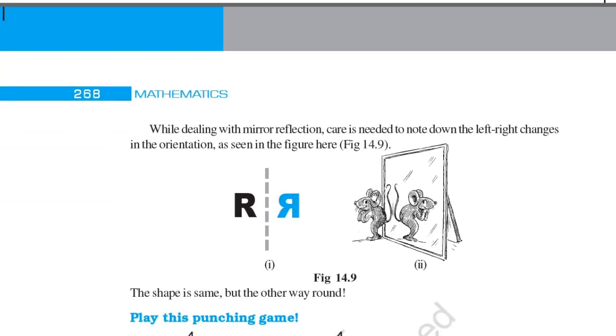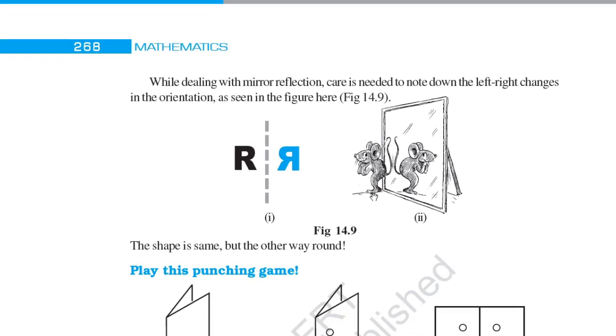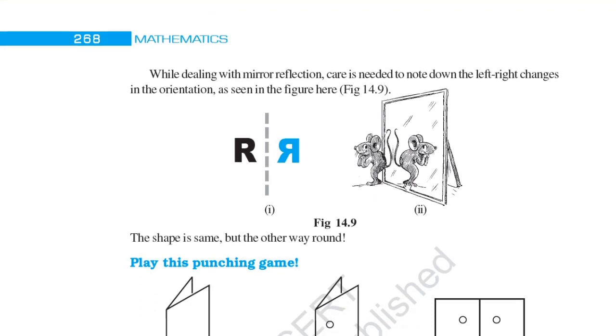While dealing with mirror reflection, care is needed to note down the left-right changes in orientation as seen in the figure here. So you can see this R is reflected like this. The sides are changed. So you can see a mouse is standing here, but in the mirror it is standing the opposite way. The shape is same but the other way round.